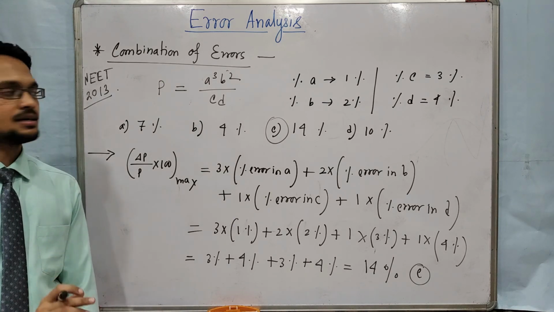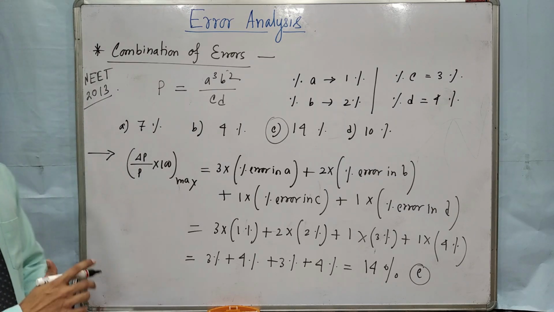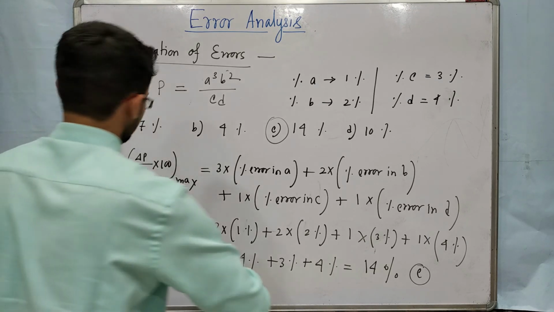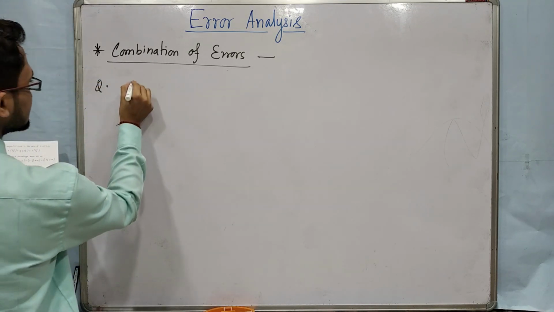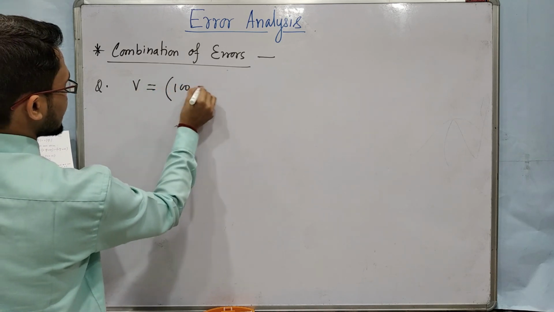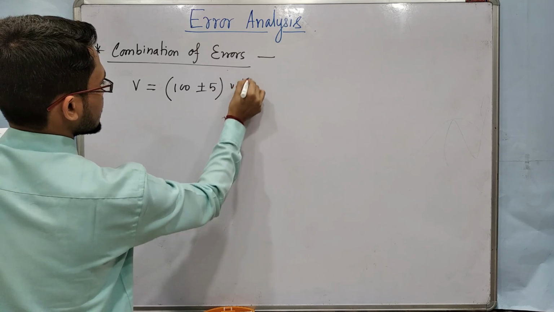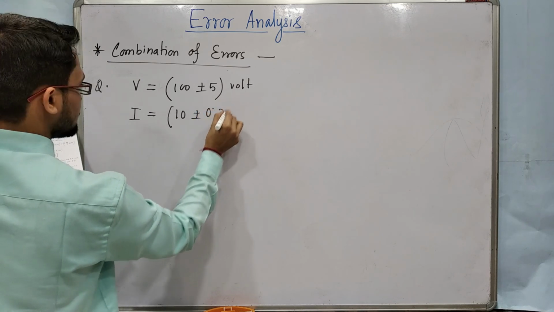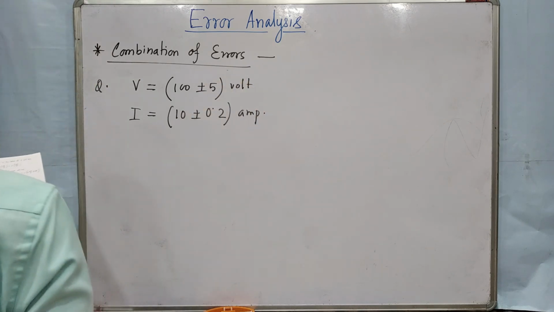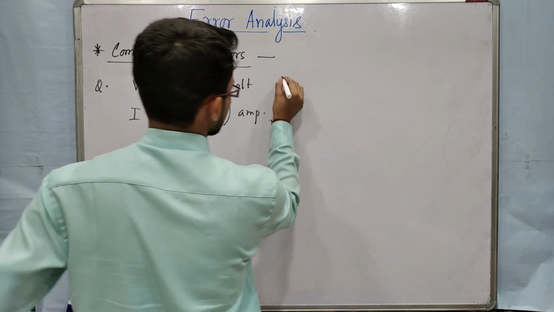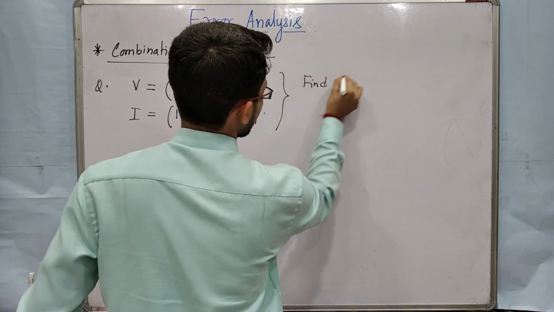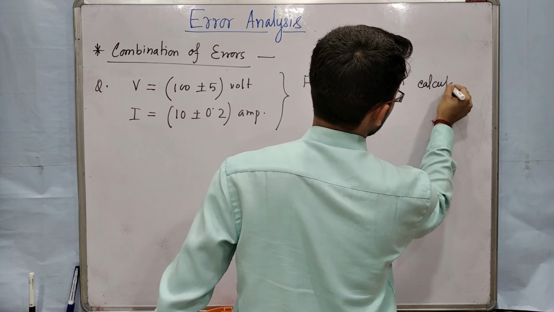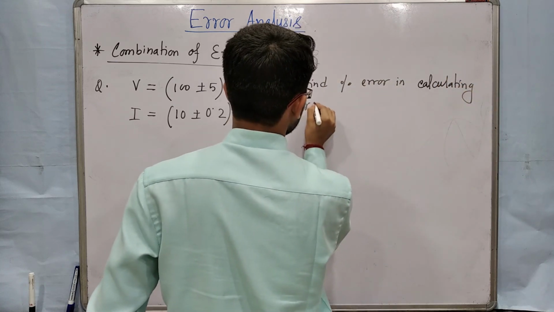Very easy problems these are. Just you have to practice a little bit, you can solve this. So now I am giving one or two exercises that you can solve at home. Question 1, voltage is given. How much? 100 plus minus 5 volt. And current is given. I equal to how much? 10 plus minus 0.2 ampere. Find the percentage error in calculating resistance.